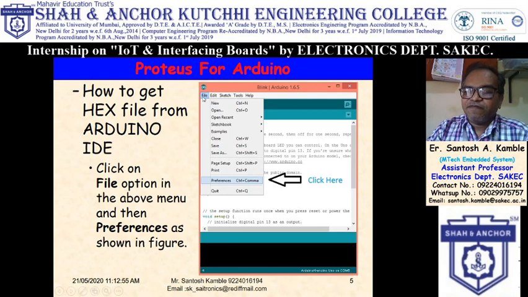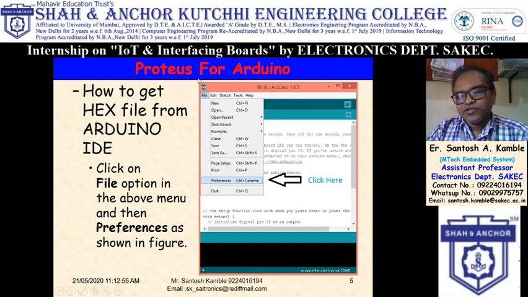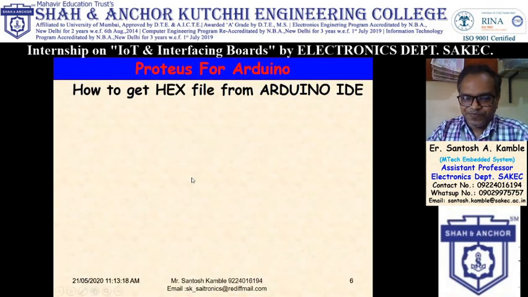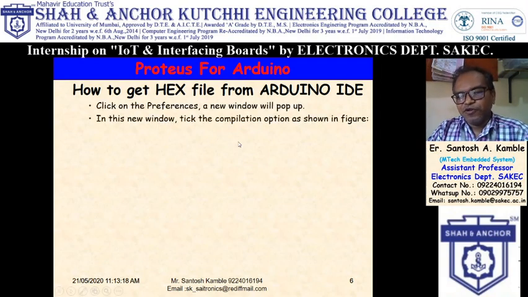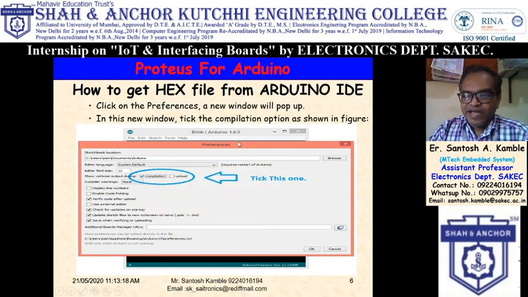you have to click on File, then Preferences. When you click on File and Preferences, a new window will open, and here you have to click on compilation. This compilation is very important, so that you will see the messages for compilation. Then you have to click on OK.